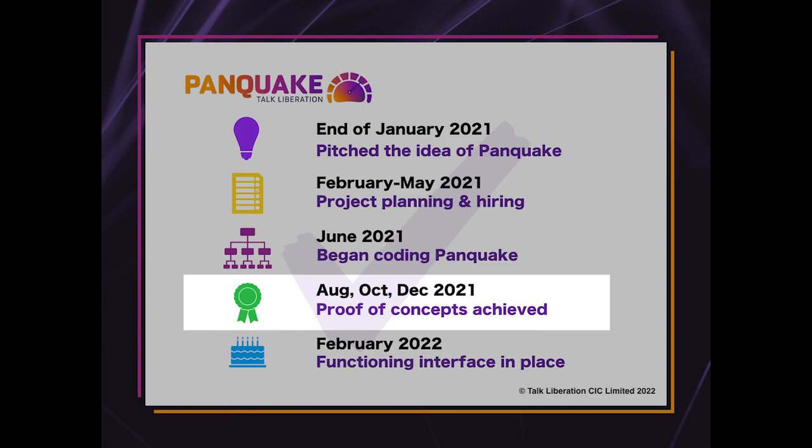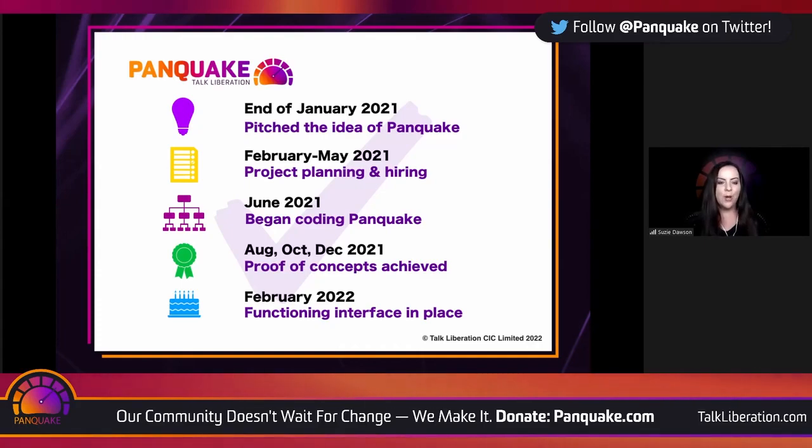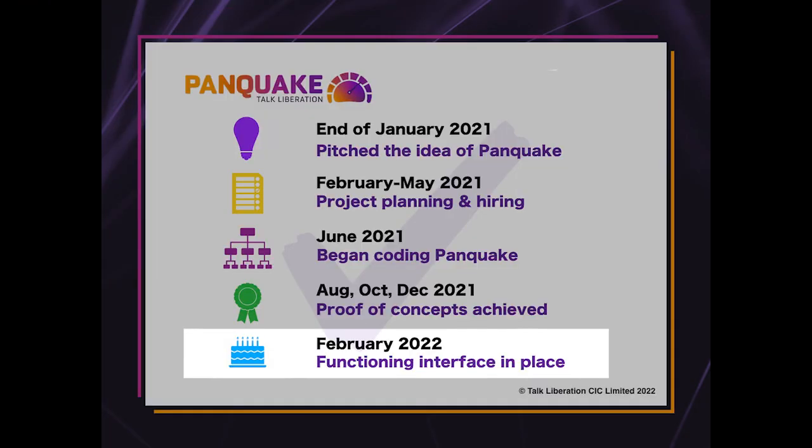In August, October, and December of last year, we achieved the proof of concepts for the core of our technology. These concepts related to our P2P or our peer-to-peer architecture, the ability for encrypted messages to be sent across our network, and a number of other super cool innovations that keep your data safe on your device rather than on our network. And in February of this year, 2022, we achieved our functioning interface, which we've been talking quite a bit about at our monthly delivery meetings.